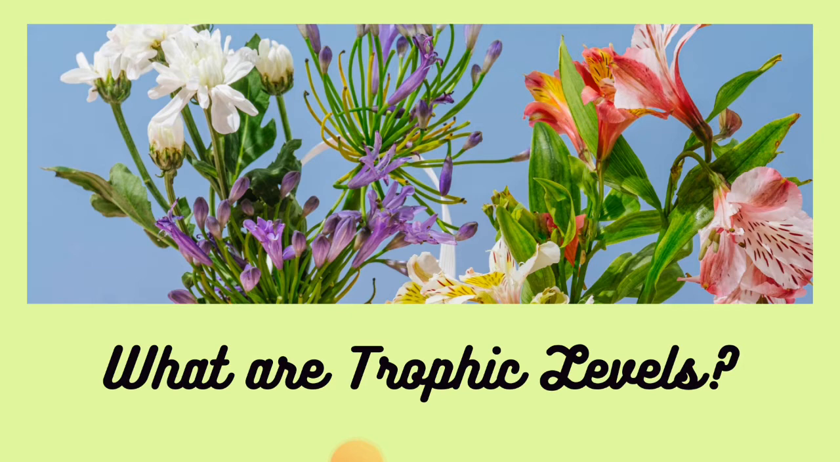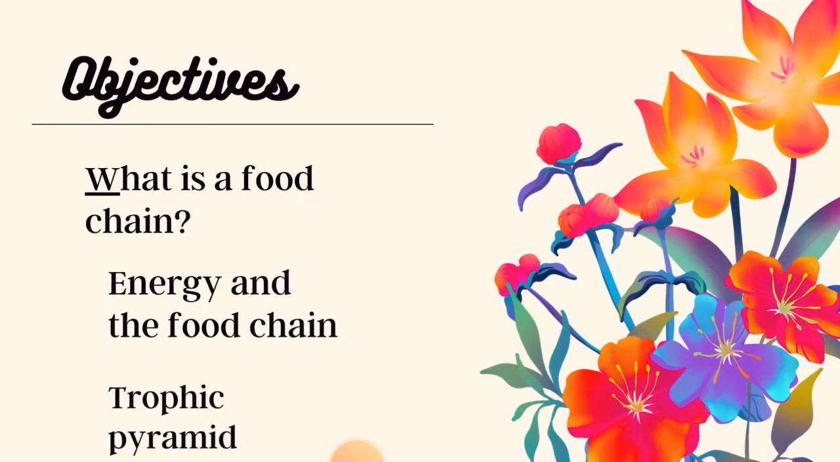How is that possible? The producers, the primary producers, that's the green plants, when they are being consumed, because generally organisms consume and they are being consumed, the one that consumes gets the energy of the one that is being consumed. That is how energy is being transferred. So the basic things we'll be learning in this class are what the food chain is, the relationship between energy and the food chain, and what a trophic pyramid is all about.